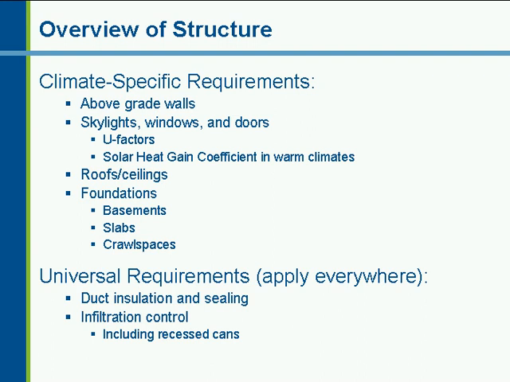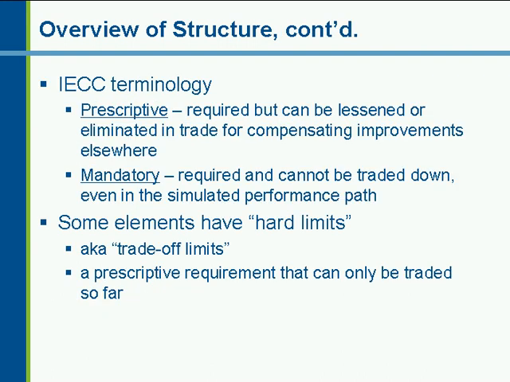The IECC has some terminology in it that we need to get cleared up because it's not used in this manner in most of the rest of the I codes. When the IECC refers to a requirement that is prescriptive, that basically means it's a required element of the code, but you can trade it down or even trade it away by increasing the efficiency of another building component. So, for example, if the code requires R20 walls, you can trade that down and put in an R13 wall if you improve some other portion of the building, the ceilings or the windows, in a manner that compensates for that change in efficiency. When the code refers to a requirement that's mandatory, that's a requirement that cannot be traded down or away under any circumstances, even in the full performance simulation path.